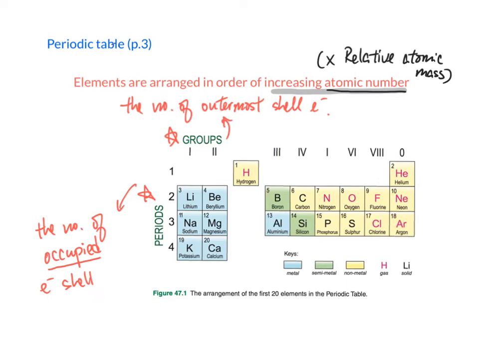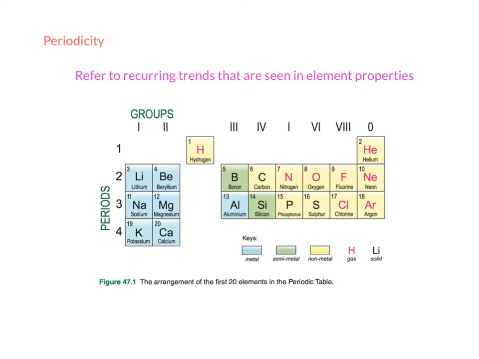Okay, so after we know how the elements are arranged in the periodic table, now we move on to the term periodicity. You may not find this word in the textbook, but periodicity refers to recurring trends. That means they will just show up again and again. These are recurring trends that are seen in the element properties. So the elements will have some properties that repeatedly show up across the periods.